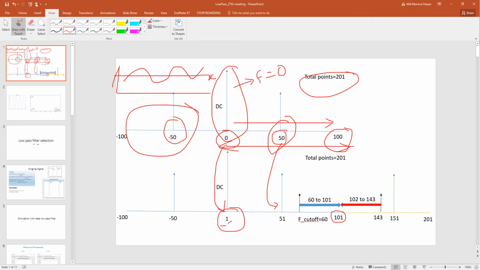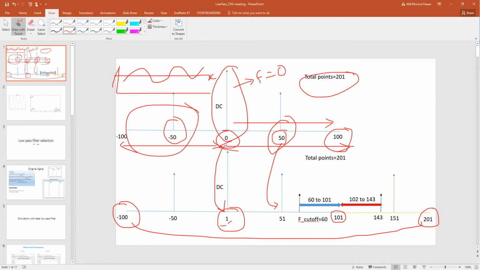Now one thing to mention: what about the negative part here? What about the negative part that we have, from say minus 1 to minus 100? It will wrap around inversely, something like this: minus 100 point will become here as the 201 point. What about this 50? This minus 50 will be written something like that, at 151 points. So that's the way MATLAB writes the vector.